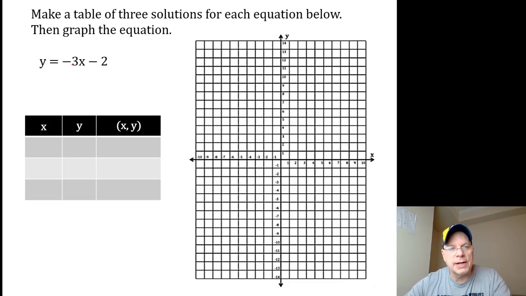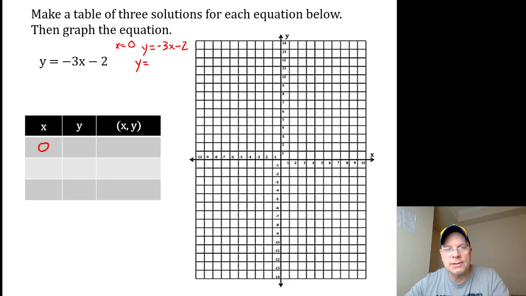This one looks more complicated. Y equals negative 3x minus 2. So let's just start the same way and pick an easy value for x. If x equals 0, I'm going to write my equation, negative 3x minus 2. I'm going to write it again. I'm just going to substitute 0 for x.